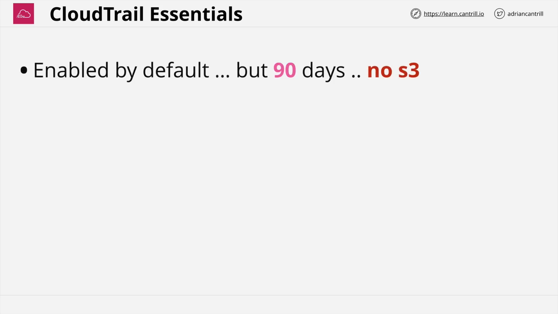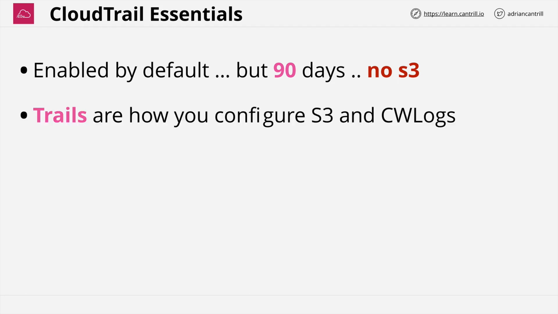CloudTrail is enabled by default on AWS accounts, but it's only the 90-day event history that's enabled by default. So you don't get any storage in S3 unless you configure a trail. Trails are how you can take the data that CloudTrail has got access to and store it in better places such as S3 and CloudWatch Logs.